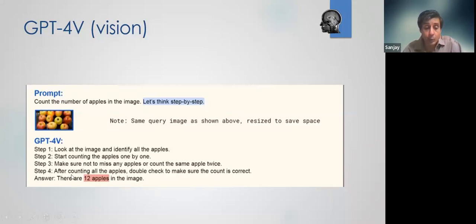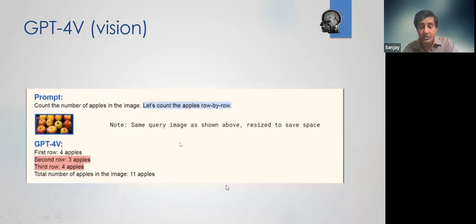Then step 4 is, after counting all the apples, double check to make sure the count is correct. This is optional. Children, if given this problem, probably wouldn't include that. But because it's sophisticated, because it knows that it might make mistakes, it added that step for itself. The problem is, even though it followed all these steps, it still got the answer wrong. It still says there are 12 apples in the image. So it's doing a lot of sophisticated things, but the vision part, which is the newest part here, still isn't that sophisticated. Probably in another generation, it will be much more sophisticated, and it'll ace this without a problem.